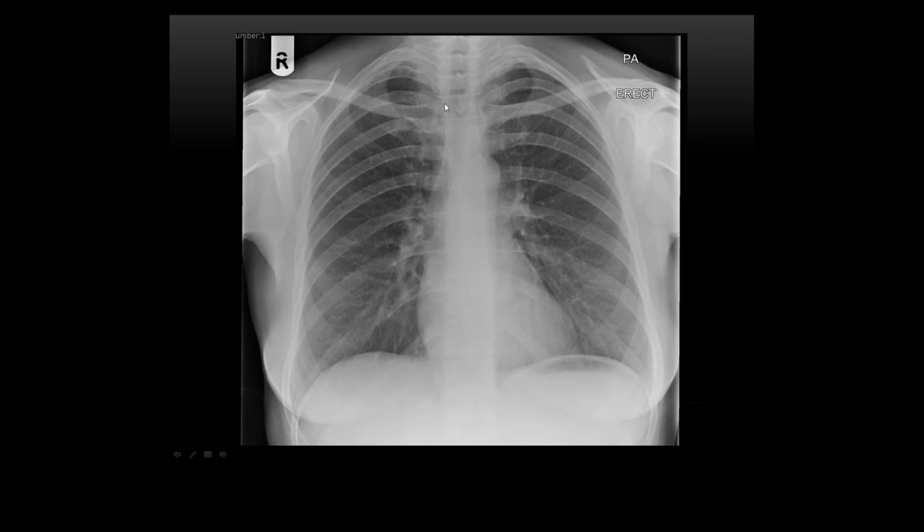Now, if this is widened, the thing you've got to consider, has the patient got a mediastinal tumour, or have they got mediastinal lymphadenopathy, in which case you've got to be looking elsewhere within the lungs or the abdomen, and the sort of primaries elsewhere. So does that make sense?